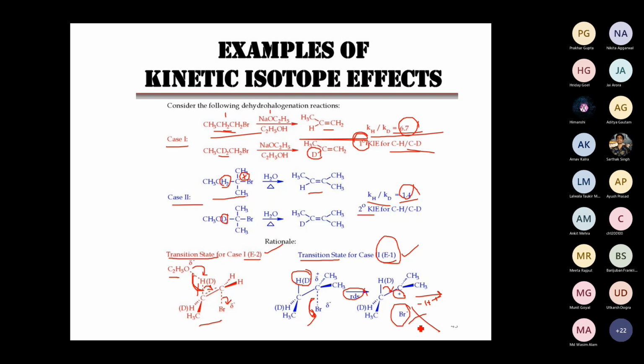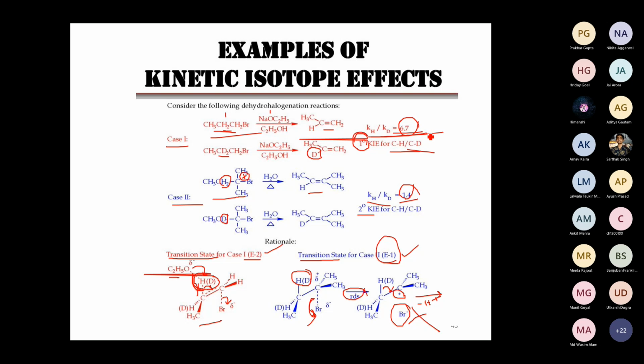I told you, right? Next is the isotope effect. You need to tell me in writing, in your answer sheet, that if you replace C-H by C-D, then you may find that kH by kD will be greater than 1.5.